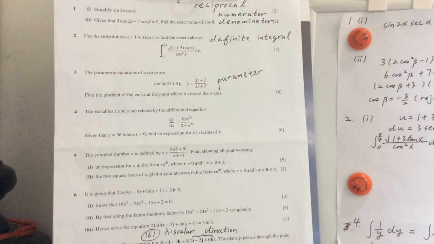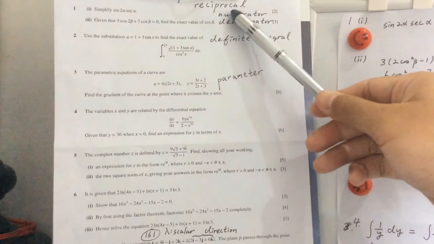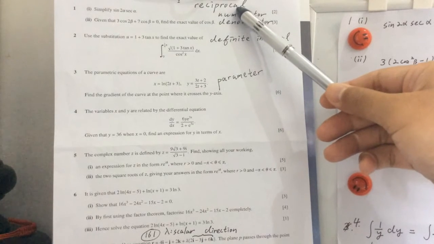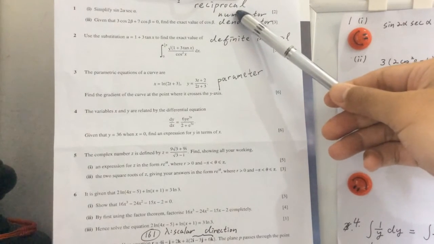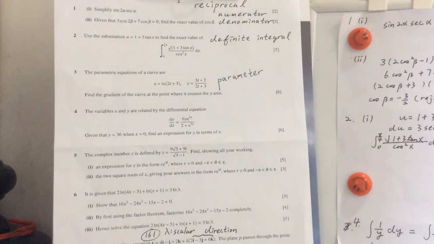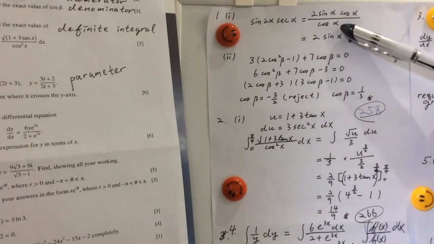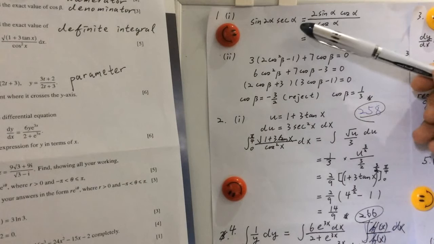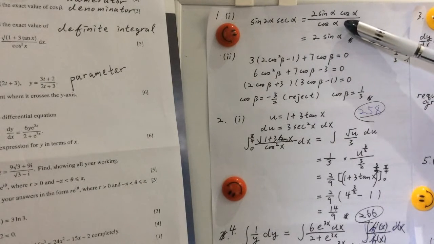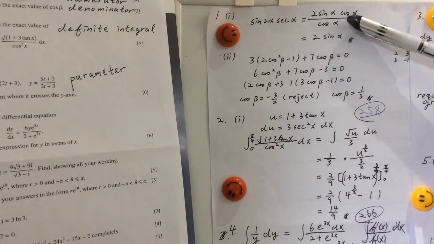Simplify sin 2 alpha over secant alpha. So first of all, secant alpha is the reciprocal of cosine alpha. Okay? Reciprocal of cosine alpha. So here we need to use the double angle formula. Okay? So cosine alpha here. Sin 2 alpha equals 2 sin alpha cosine alpha. Okay? And then we have to cancel the cosine alpha in both the numerator and denominator.